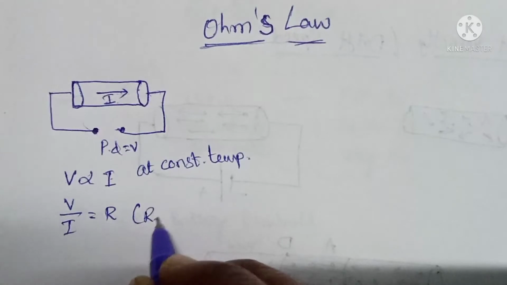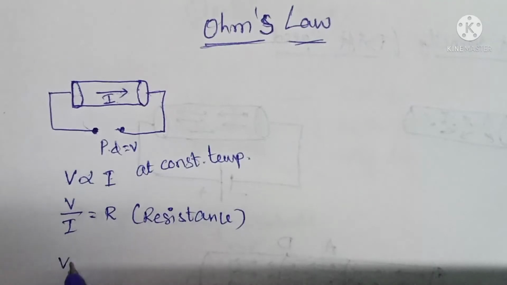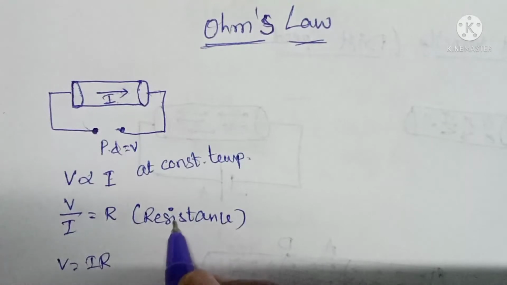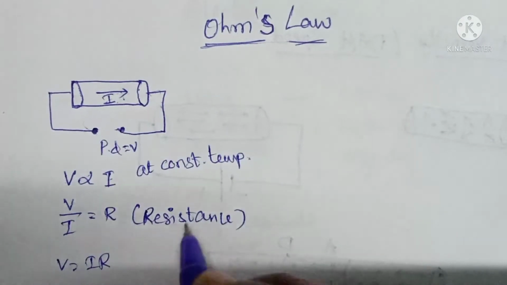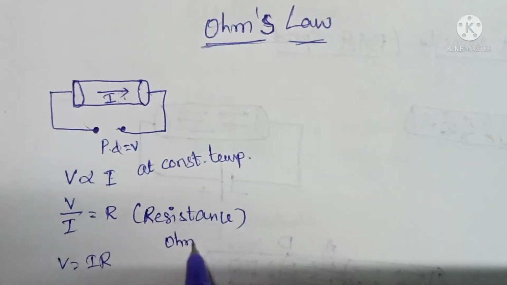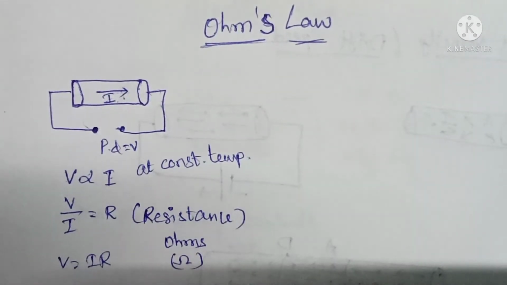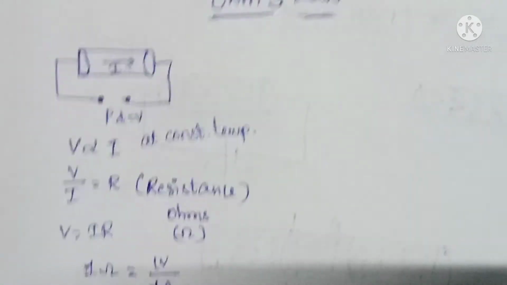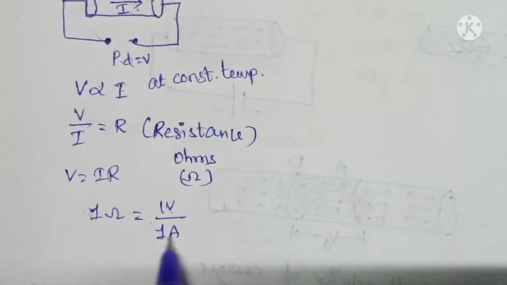This R is called resistance. So V is equal to I into R. R is the resistance of the conductor. Its unit is ohm, denoted by the symbol Ω. So 1 ohm is equal to 1 volt per 1 ampere.